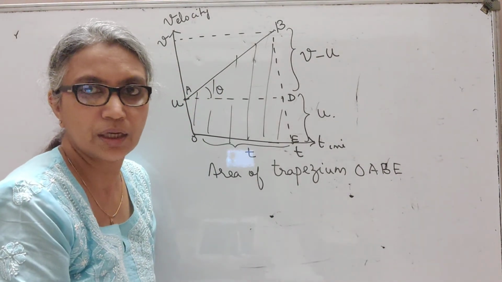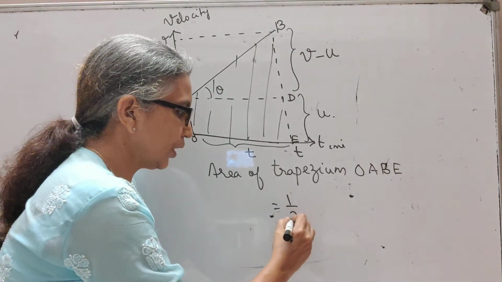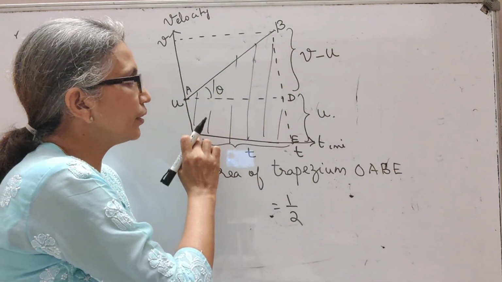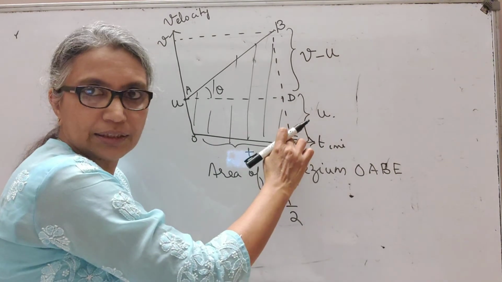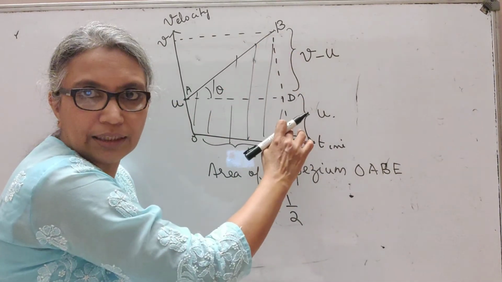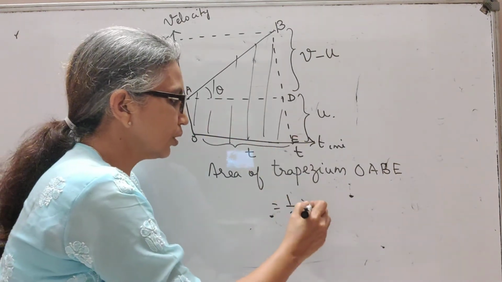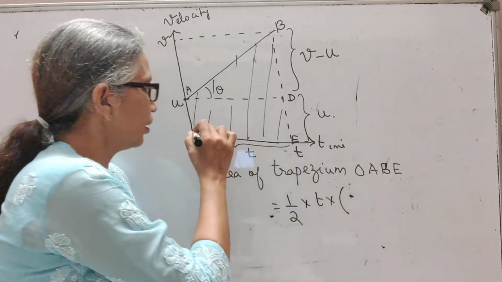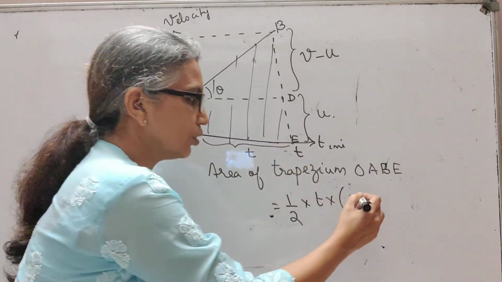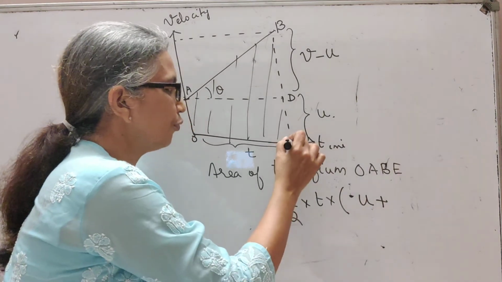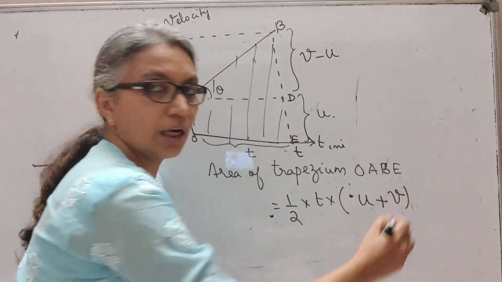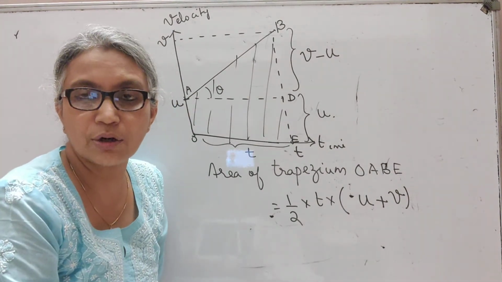Area of the trapezium, I hope you know it, half into this is your trapezium, and these are the parallel sides. So this will be the perpendicular distance between the parallel sides. So half into t into the sum of the parallel sides. This is u. So this is u plus, from here to here it is v. So u plus v.